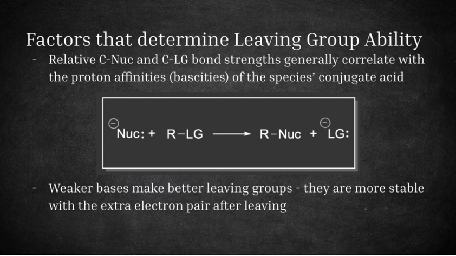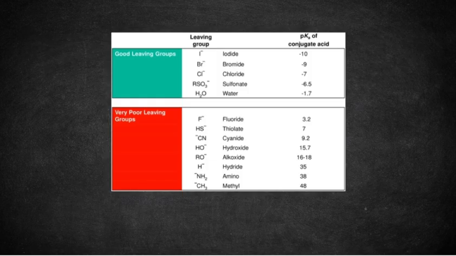Hence, weaker bases make better leaving groups, as they are more stable with the extra electron pair after leaving. A pKa table is a helpful tool for determining leaving group ability. Groups with lower pKa values make much better leaving groups because their conjugate bases are extremely weak bases.